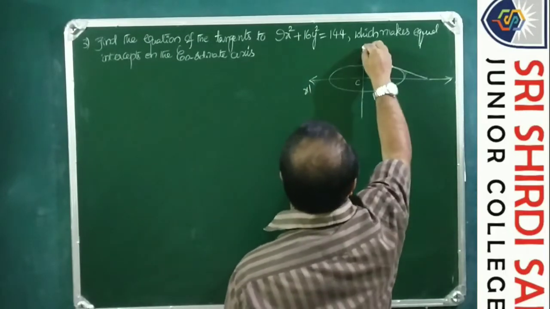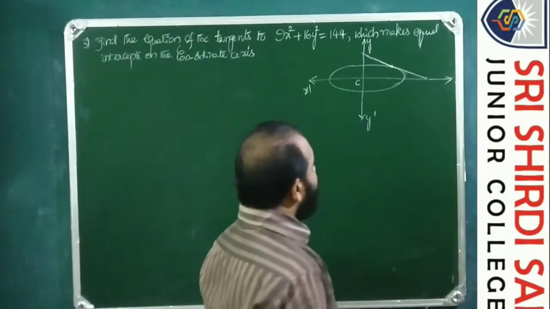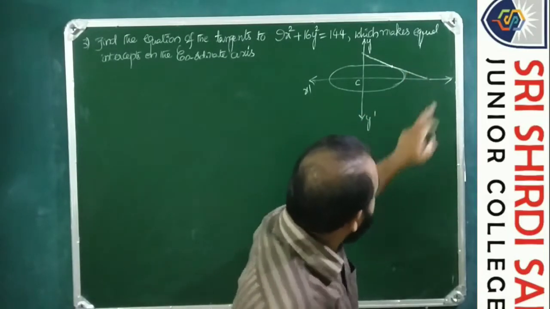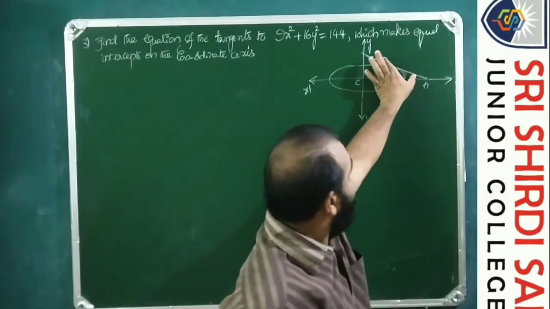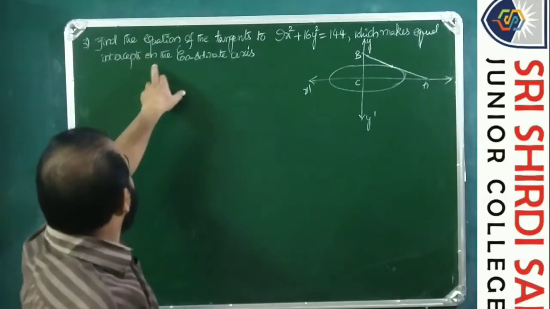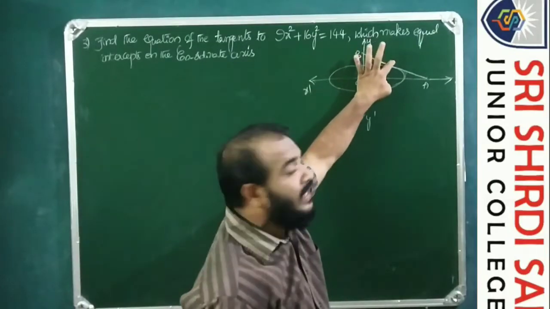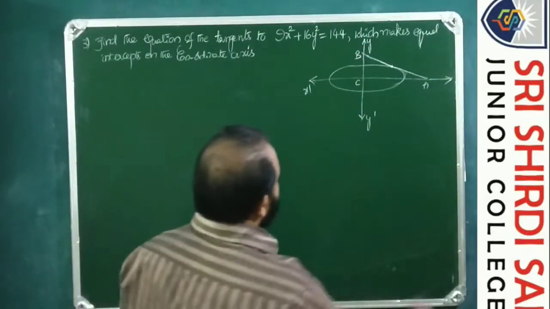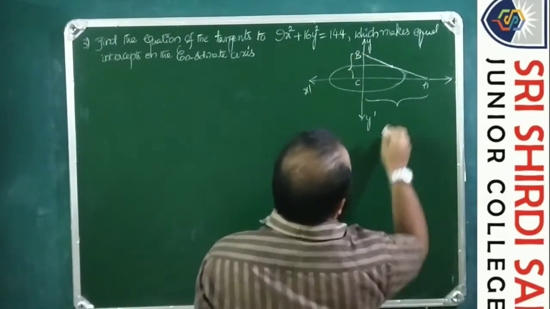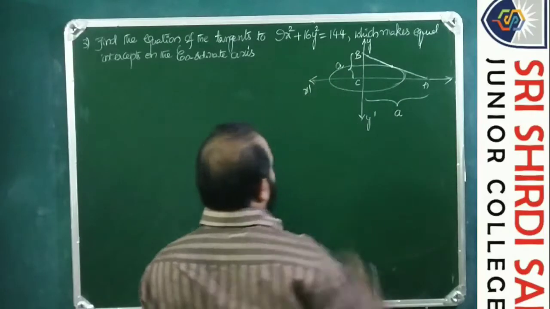positive x-axis, negative x-axis, positive y-axis, negative y-axis, and so this line where it cuts the x-axis is, suppose this is A, and this line cuts the y-axis at B. So what is given is which makes equal intercept. That means this line is making equal intercepts on the coordinate axis. That means this and this are equal, that is given. So let us suppose that this is A and this is also A.